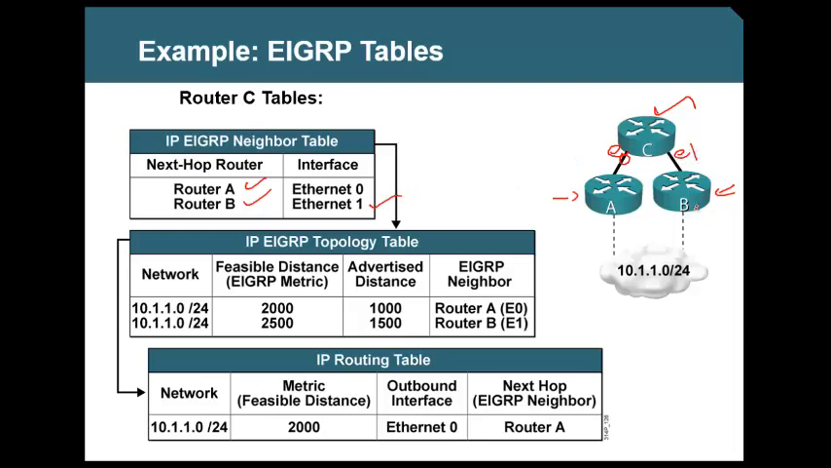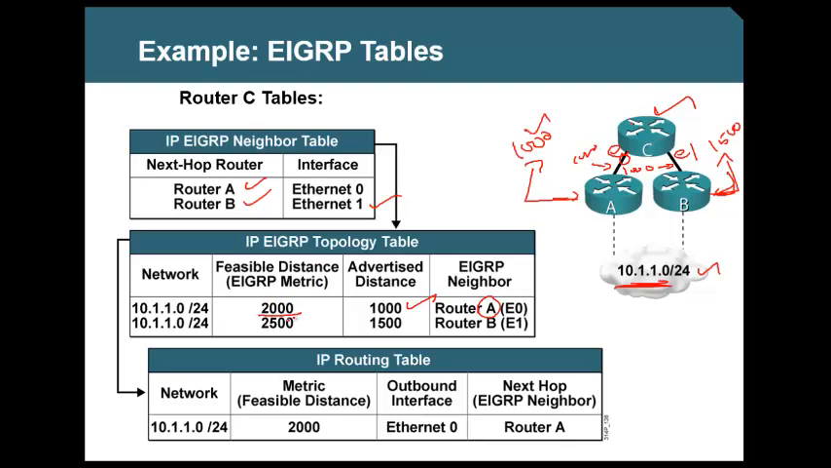Now, the advertised distance from router A for this network is 1000. And the advertised distance for the same network given by B is 1500. And the metric here and here is 1000. So the FD value will be 2000. This 1000 here plus this 1000 is 2000.